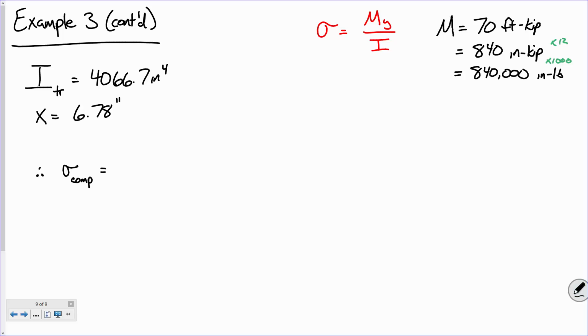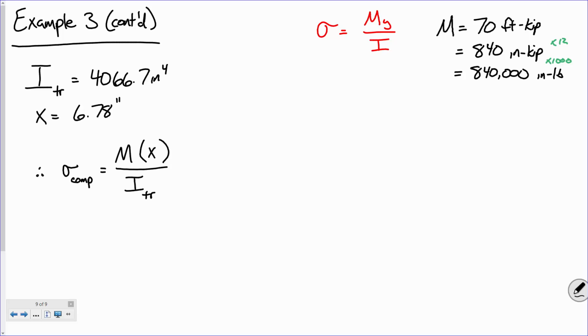Now, you help me out. We've got our fundamental bending stress formula, sigma equals M y over I. So what's our I going to be? It's going to be I transformed. We have moment, but we need a distance. How far is it from the centroid of the whole shape to the worst compression fiber in the section? X. It's X. There you go.